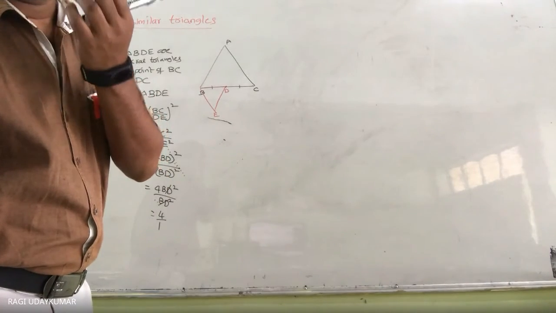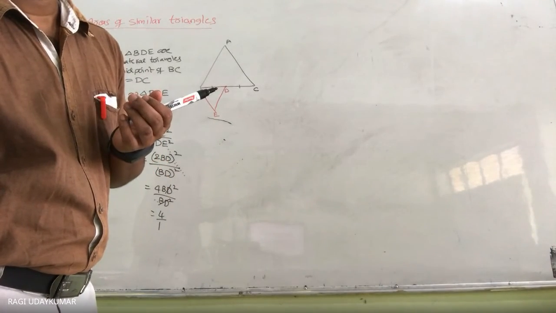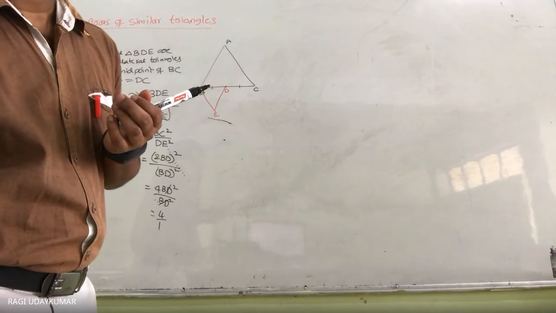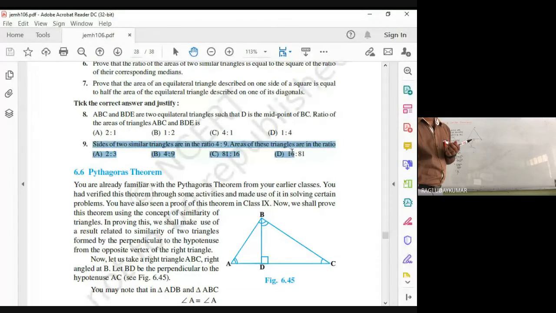So the ninth question is very simple. In the same way, the sides of two similar triangles are in the ratio 4:9. The areas of these triangles are in the ratio? Just a direct answer you can say. Can anyone say?